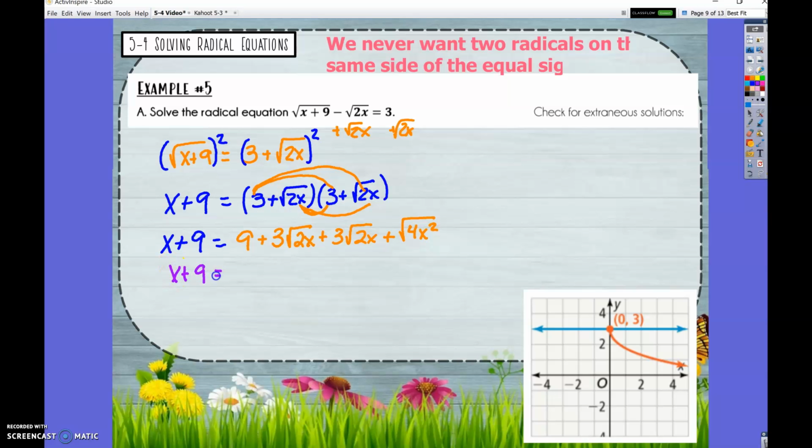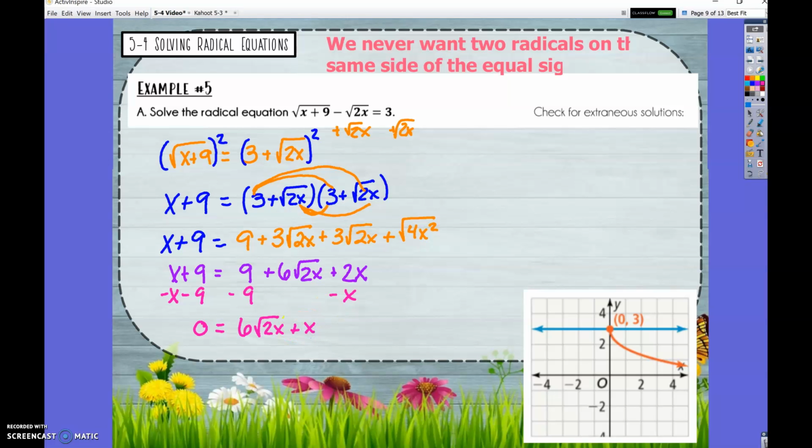So let's combine some like terms here. We've got our 9. We have 3 root 2x's and another 3 root 2x's, so we have 6 root 2x's. And the square root of 4 will be 2. And the square root of x squared is x, so that one comes out of its radical. Now we're going to get everything on the same side, so I'm going to subtract the x here and the 9 from both sides. Subtract 9 and subtract x. That'll give me 0 equals 9 minus 9 is 0. I have the 6 root 2x, and 2x take away x makes x.